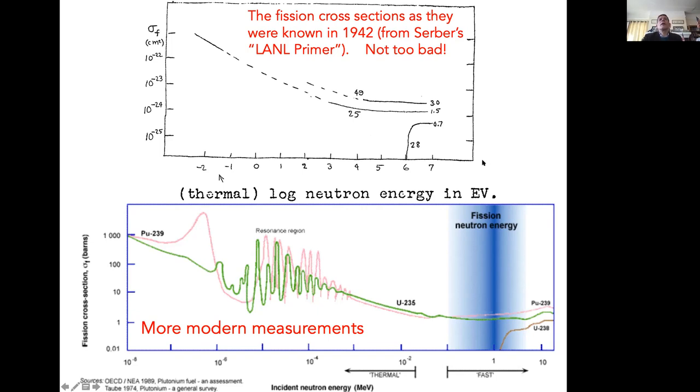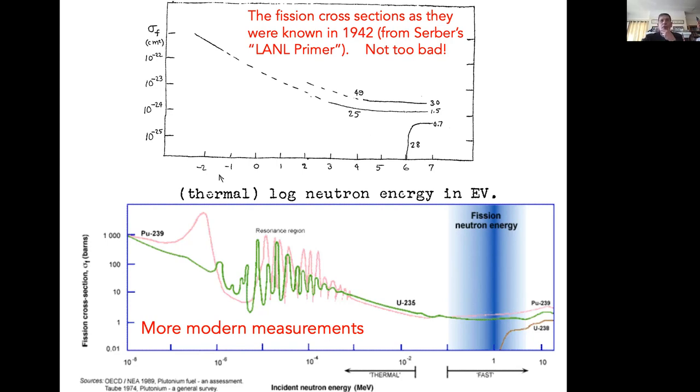Just a little historical thing. We'll look into Serber a little bit later on in the course. This is actually a hand-drawn sketch from Robert Serber in the Los Alamos Primer that was used for training the new recruits back in 1942 and onwards. And it's astonishing, even with the primitive experiments they had at the time, the cyclotrons and the Geiger-Müller counters and so forth, their determination of the cross-section for uranium and plutonium was darn close to the best values you see in the tables today. So these guys were pretty smart.